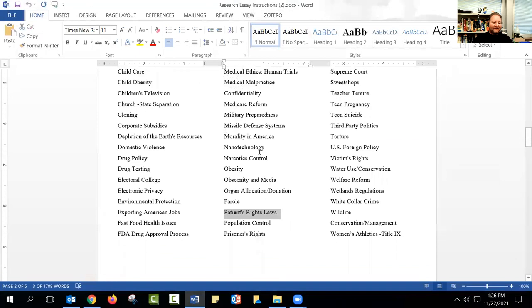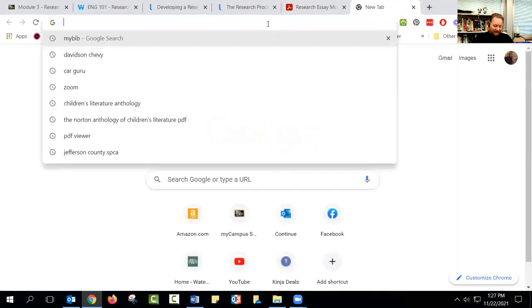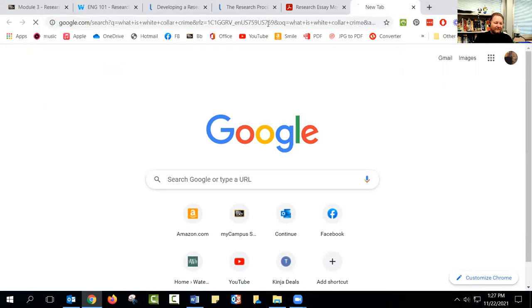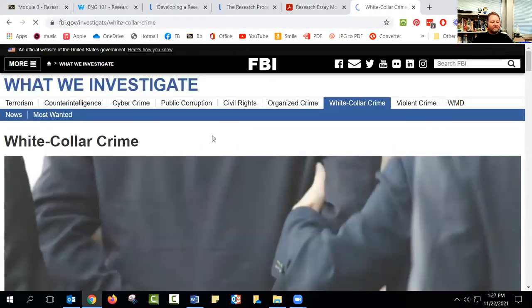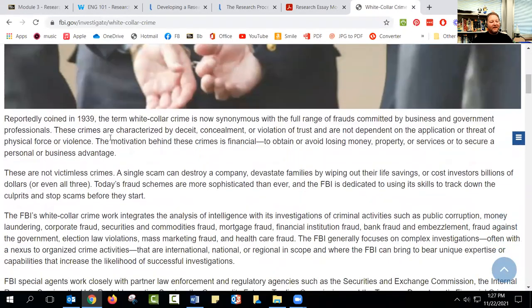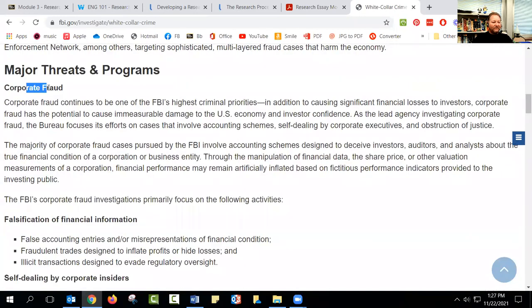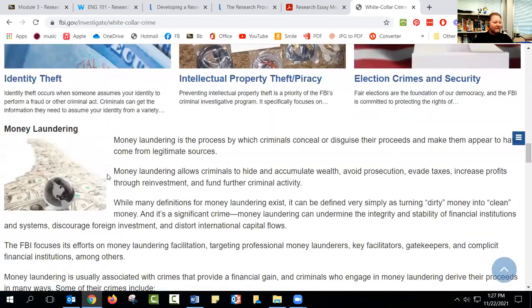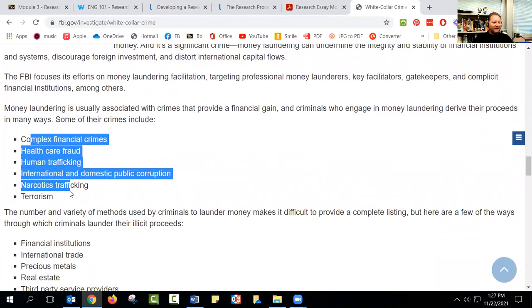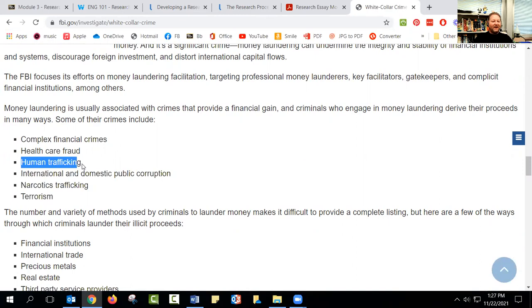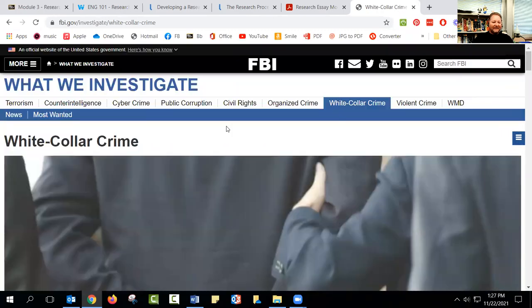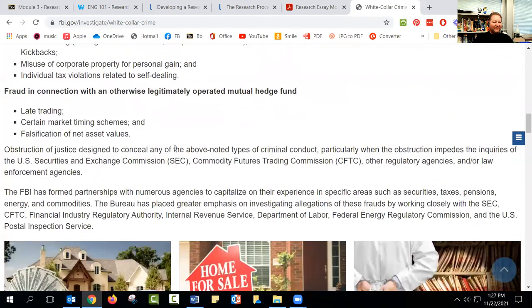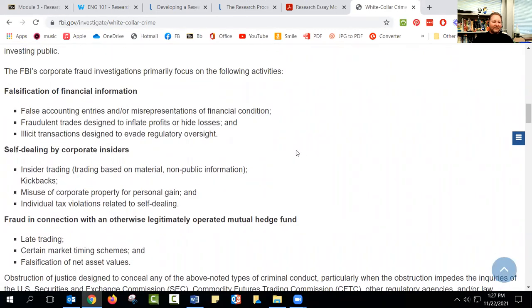So if you're looking through the list and you're like, I don't know, white collar crime, you could just go to Google, right? What is white collar crime? FBI website. Now I'm being tracked, right? And you can read about white collar crime, corporate fraud, falsification of financial information, corporate insiders, money laundering, right? And then within money laundering, you see human trafficking. Oh, that sounds interesting. Now I think I want to write about that. That's a really cool topic, right? So just by doing some general Google searches, I started looking at white collar crime and I found human trafficking, right? And so you can do those kinds of things to help you find out something you're interested in, right?